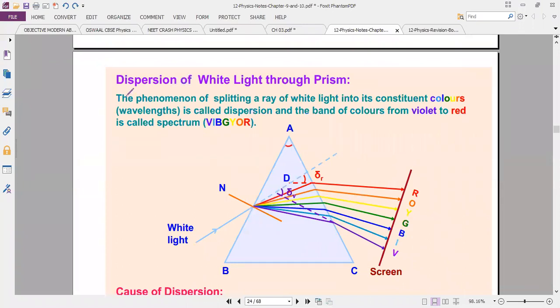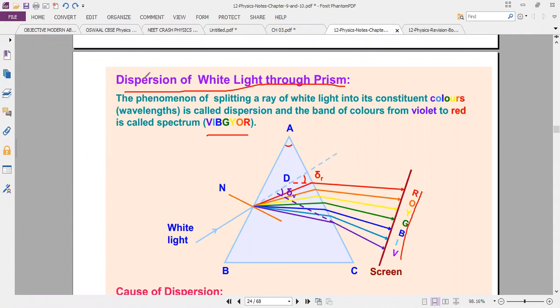The next one, the dispersion of white light through a prism. It will form VIBGYOR. For red, the angle of deviation is minimum and the wavelength is maximum. For violet, the angle of deviation is maximum and the wavelength is minimum. They are inversely related. That is why, for traffic and danger signals, we use red color, because the red wavelength is maximum.